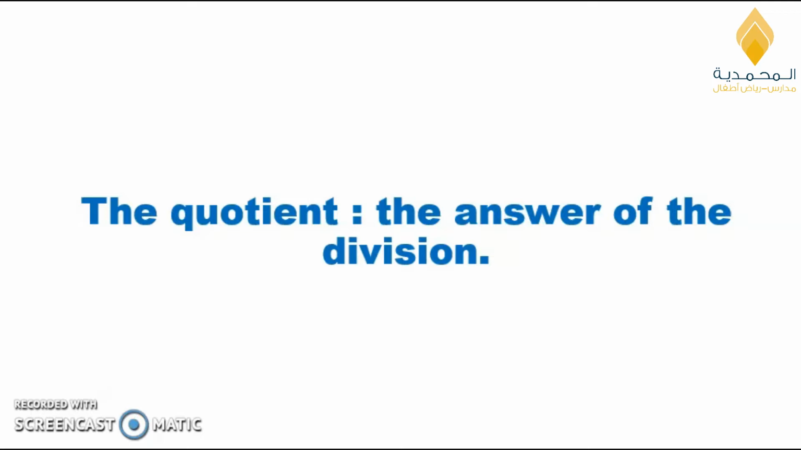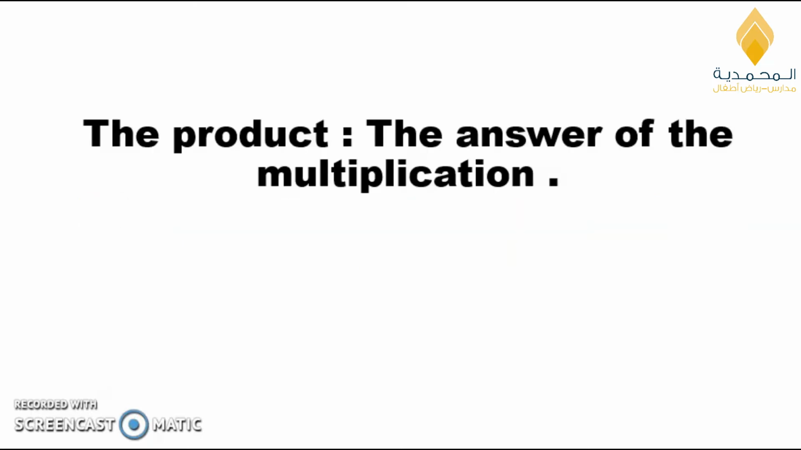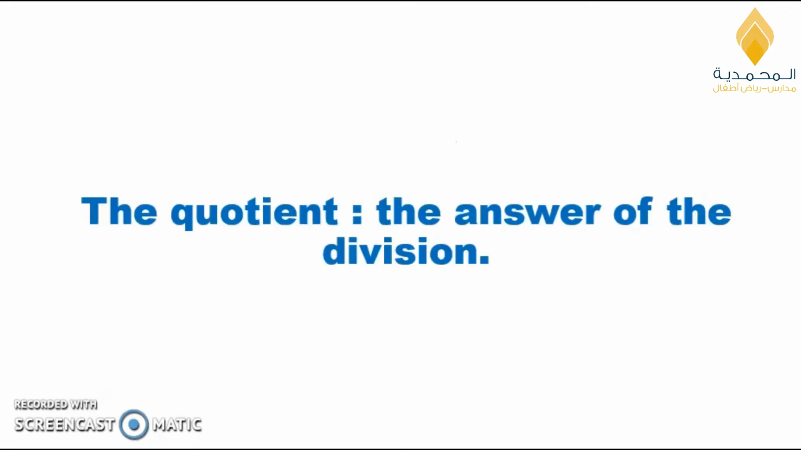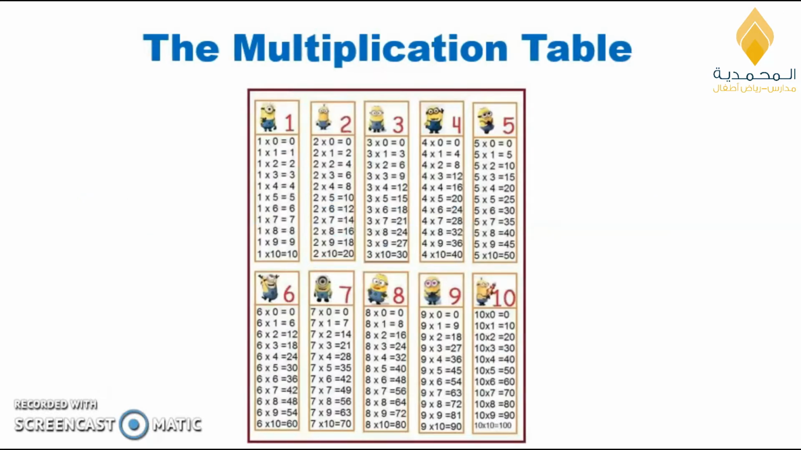So, if you can remember, students, at the last class, we talked about multiplication and division, yes? And we learned the relationship between multiplication and division. So, please focus that the product is the answer of the multiplication and the quotient is the answer of the division. Students, if you want to understand this unit, you should memorize and save the multiplication table from 1 to 10.